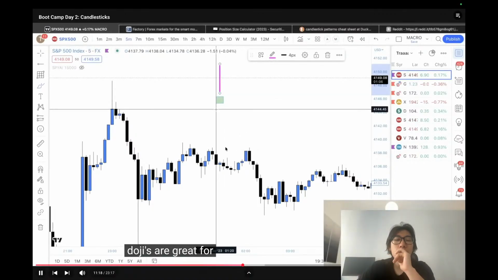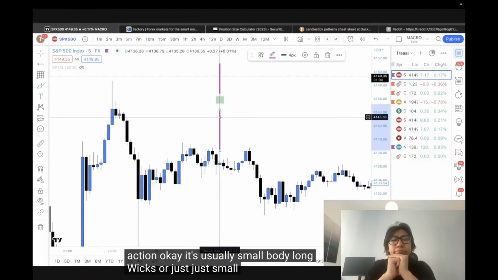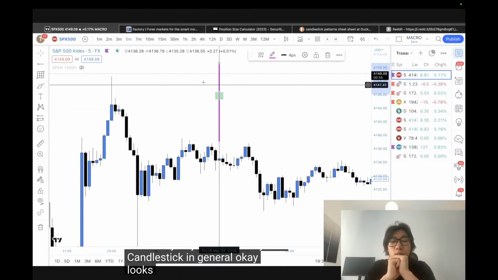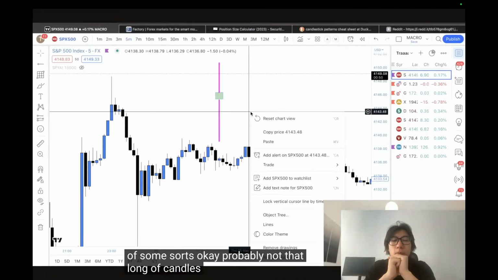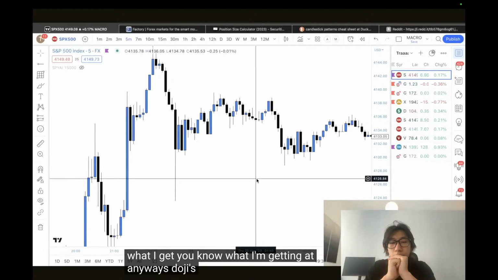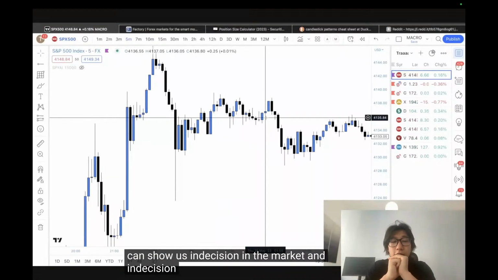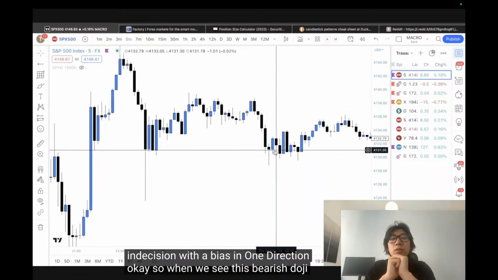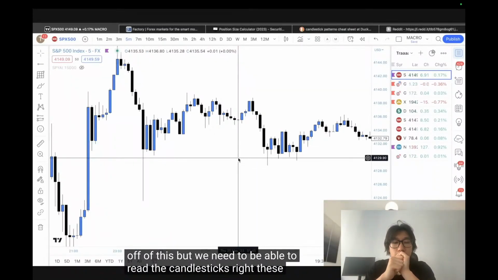Dojis are great for reading price action. It's usually a small body with long wicks, or just a small body on a candlestick in general. A doji looks something like this, probably not with wicks that long, but you know what I'm getting at. Dojis are great because they can show us indecision in the market, and indecision with a bias in one direction. When we see this bearish doji, we're obviously not taking a trade off of it, but we need to be able to read the candlesticks. These are the small things.